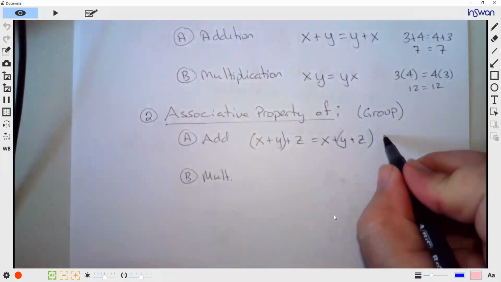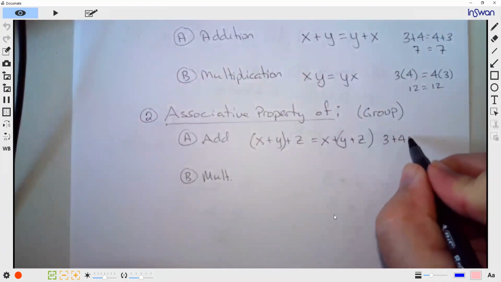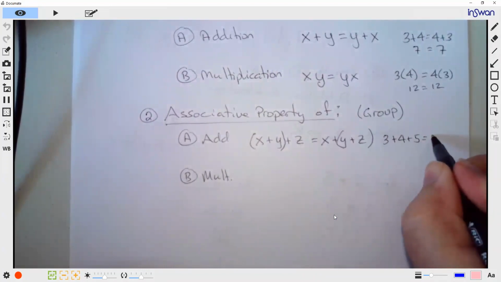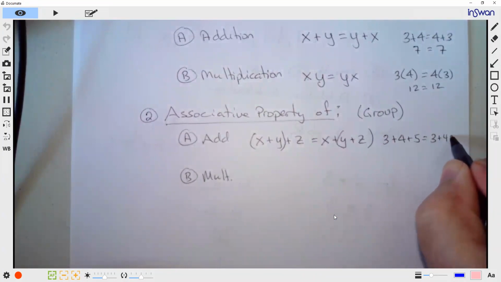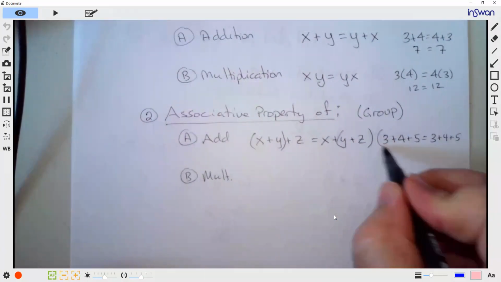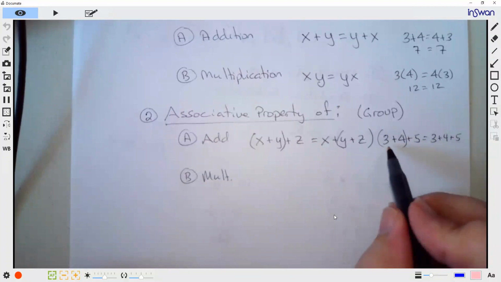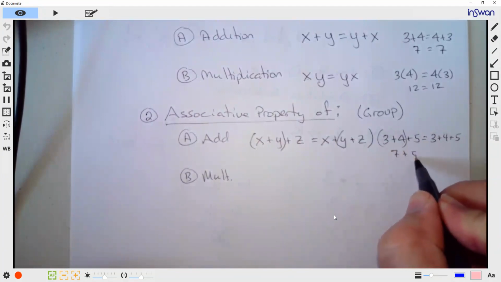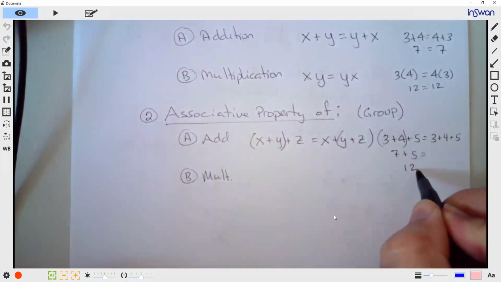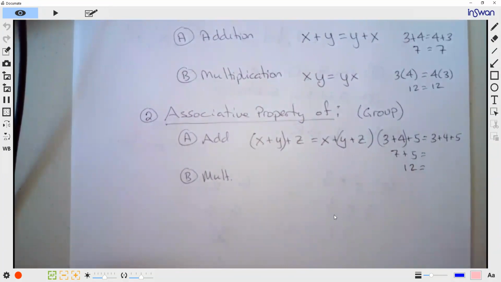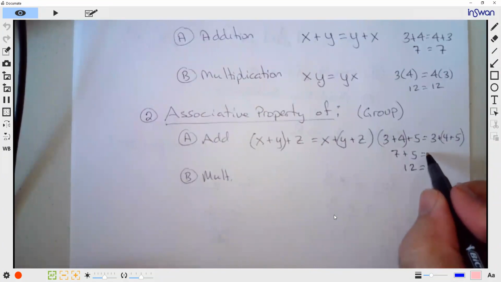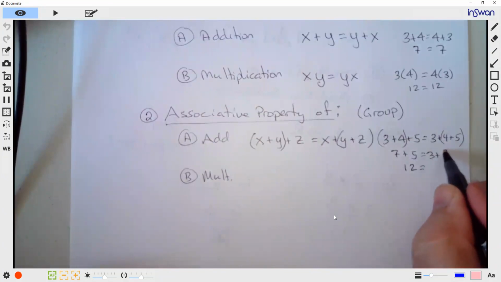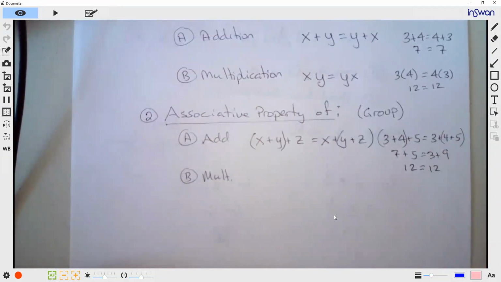So if I, for example, 3 plus 4 plus 5 is the same thing as 3 plus 4 plus 5. Since I have 3 numbers, I pick the first 2. I put those, so I have to do those first. 3 plus 4 is 7. 7 plus 5 is 12. Now I'm going to do these 2. 4 plus 5 is 9. 9 plus 3 is 12.